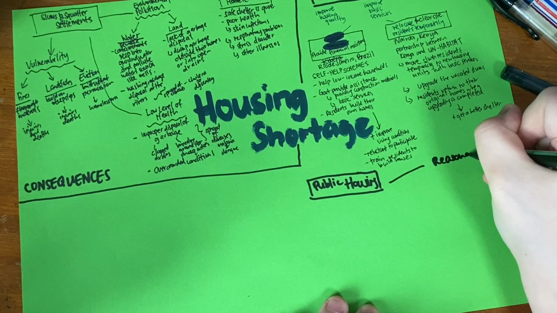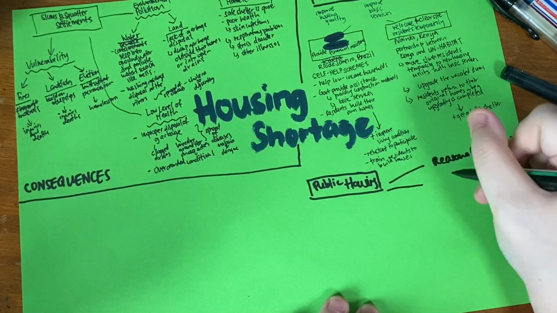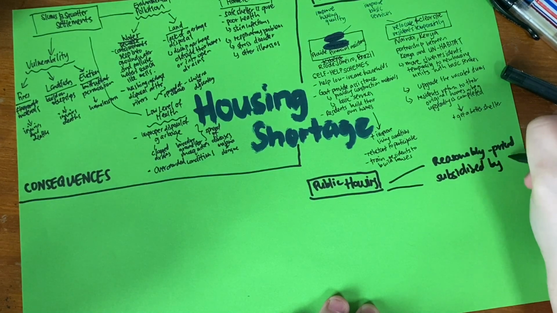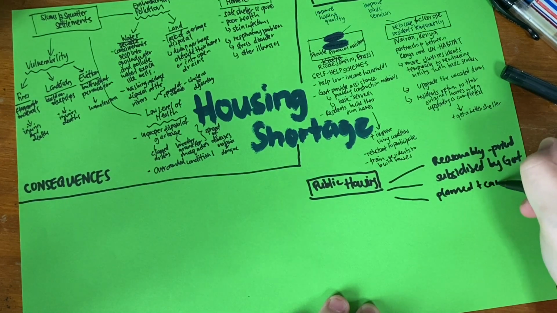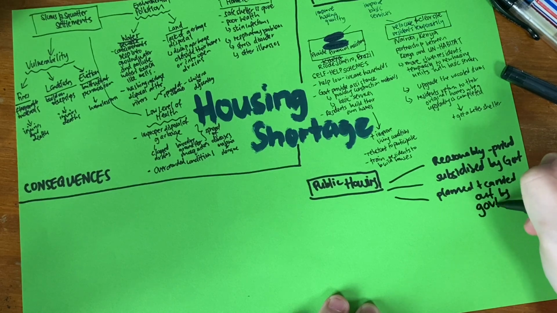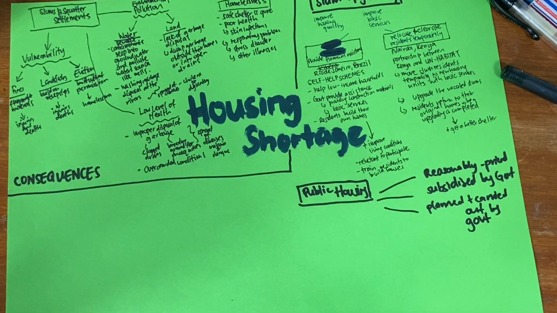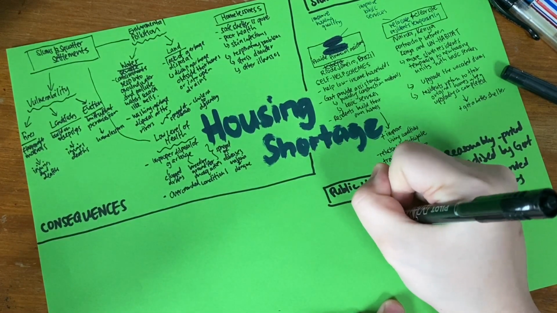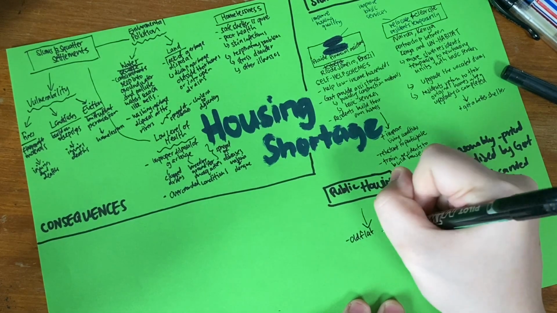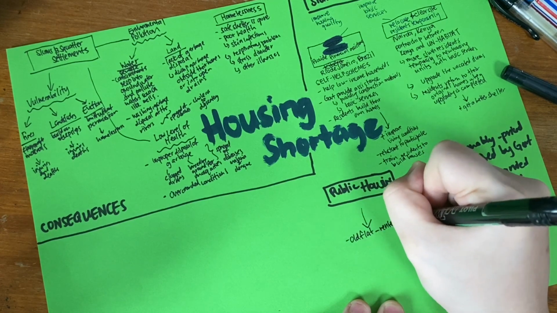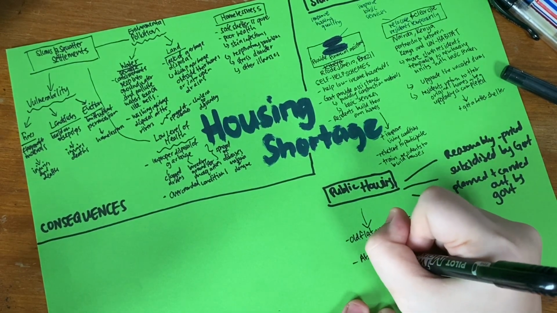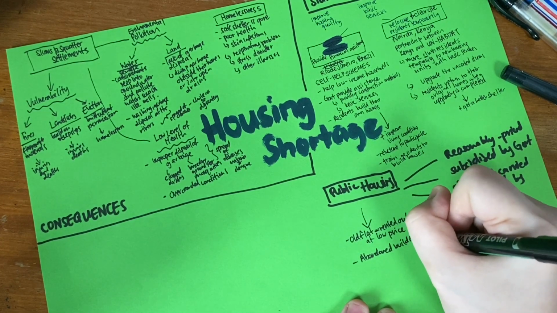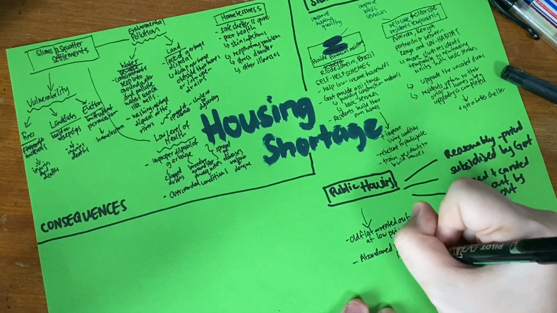They must be reasonably priced, they are subsidized by government, and they are planned plus carried out by government. So that is what public housing is. Public housing can be done in this way. You can either do it via flats rented out at low price, or abandoned buildings converted for residential use.